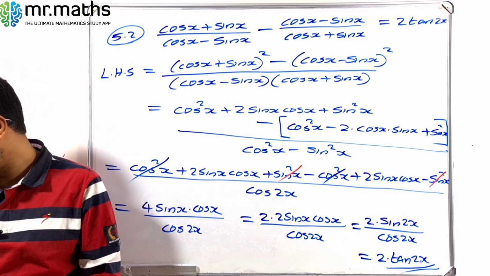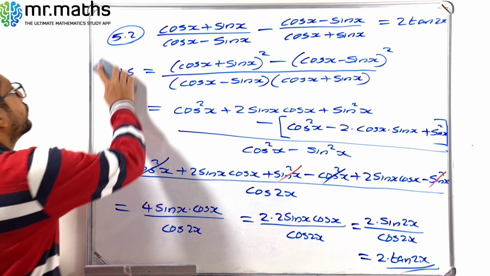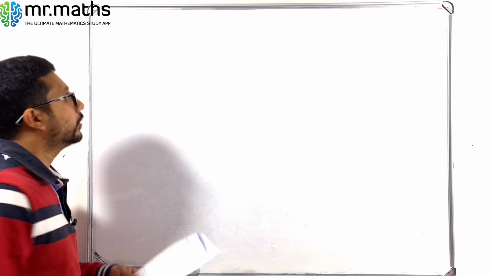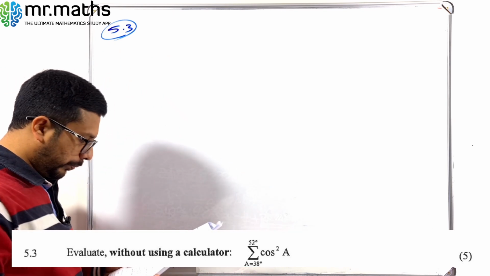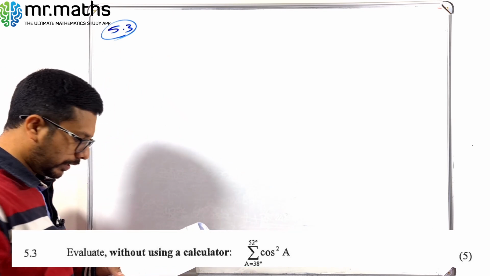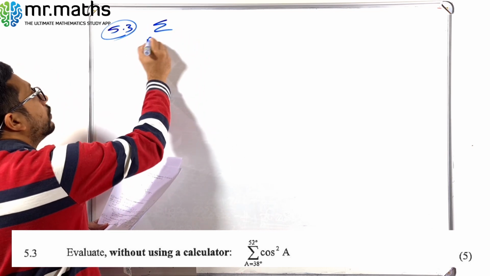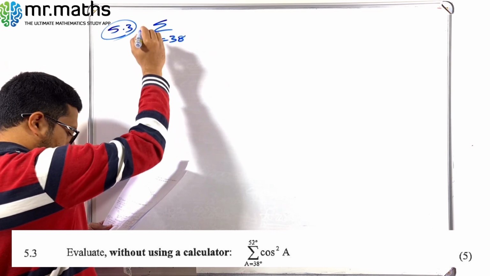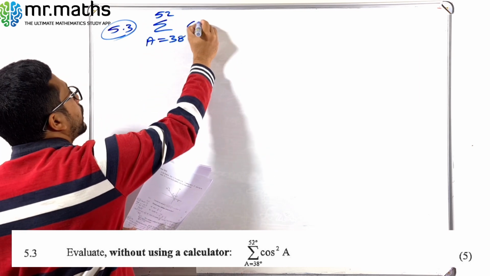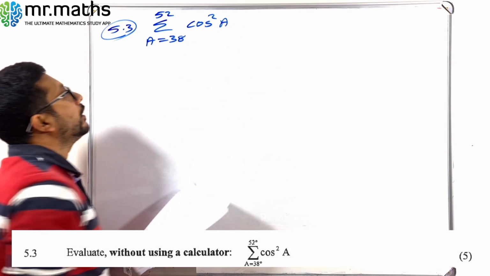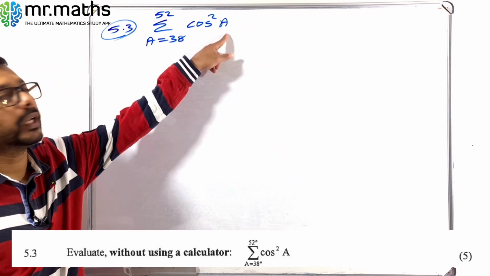Now we have to move to the next one, 5.3. Question number 5.3. What is question number 5.3? Evaluate without using a calculator the sum, sigma A equals 38 to 52, of cos squared A.